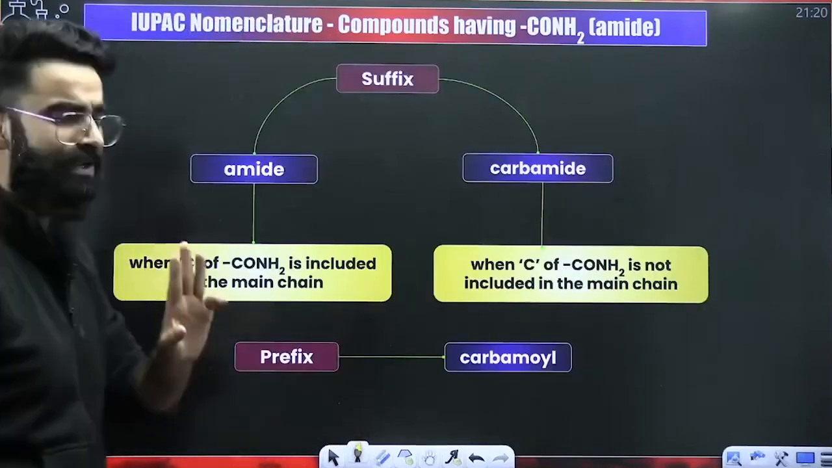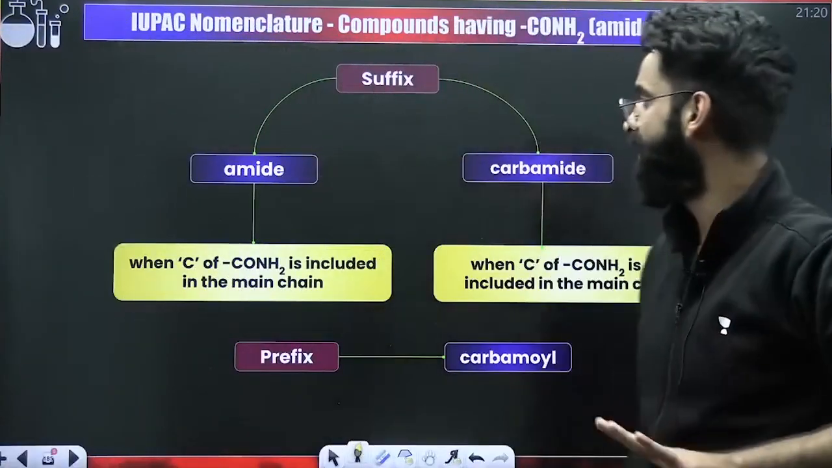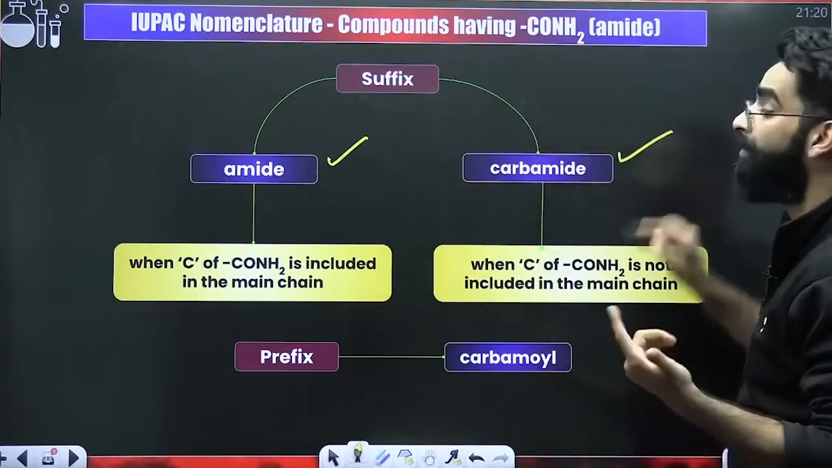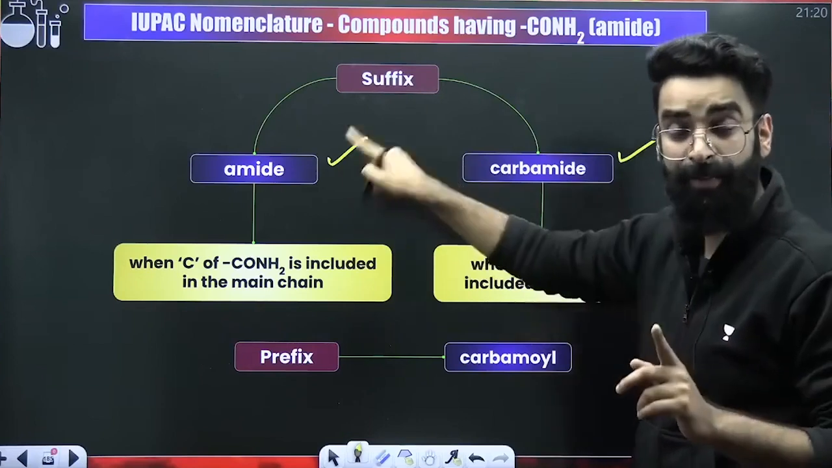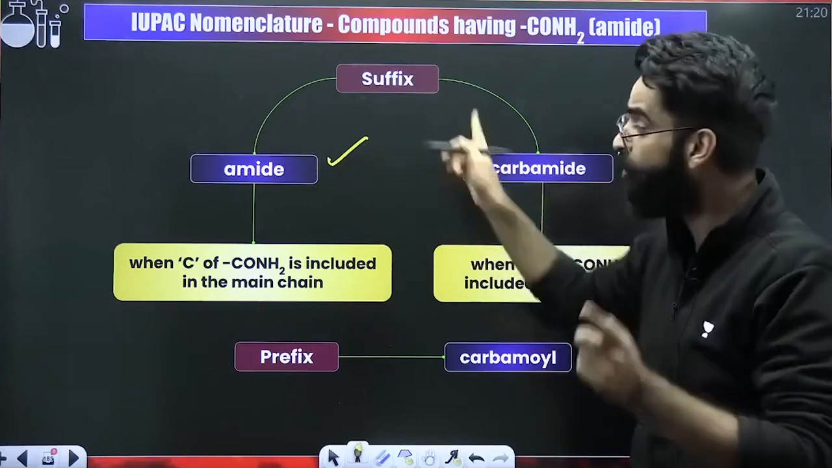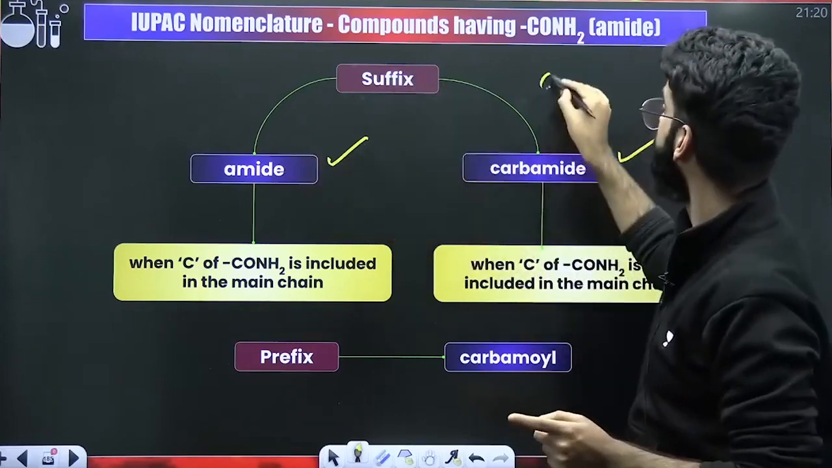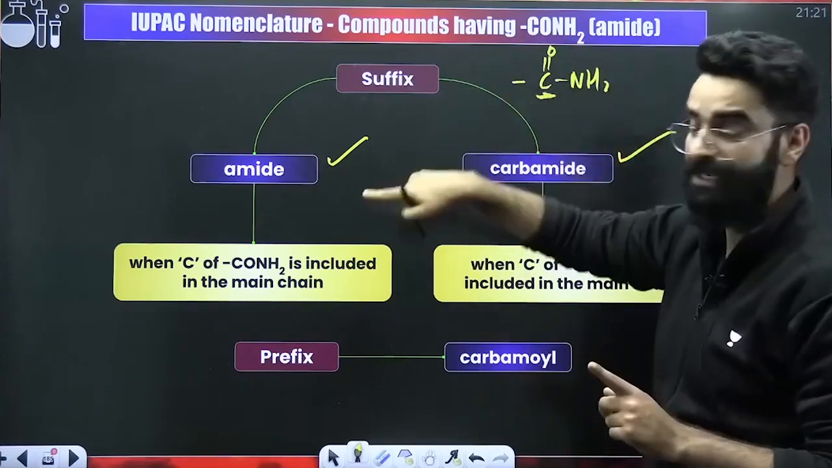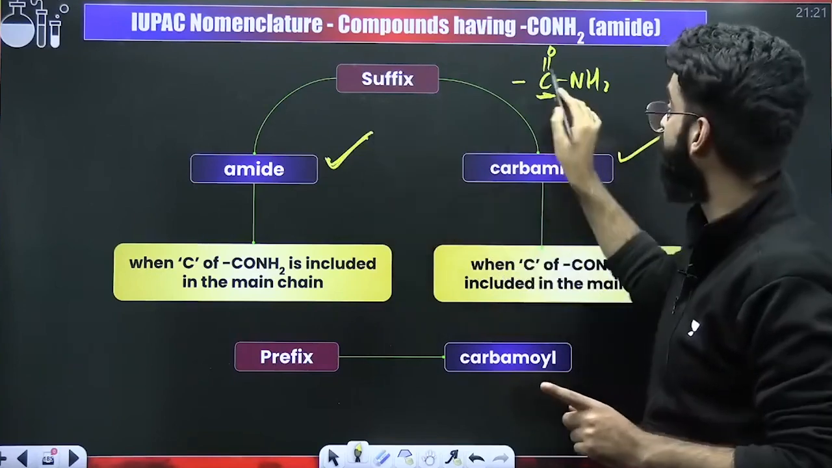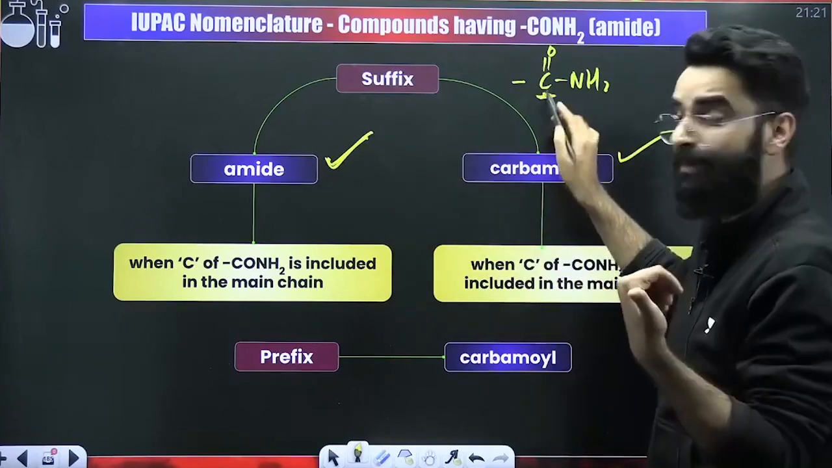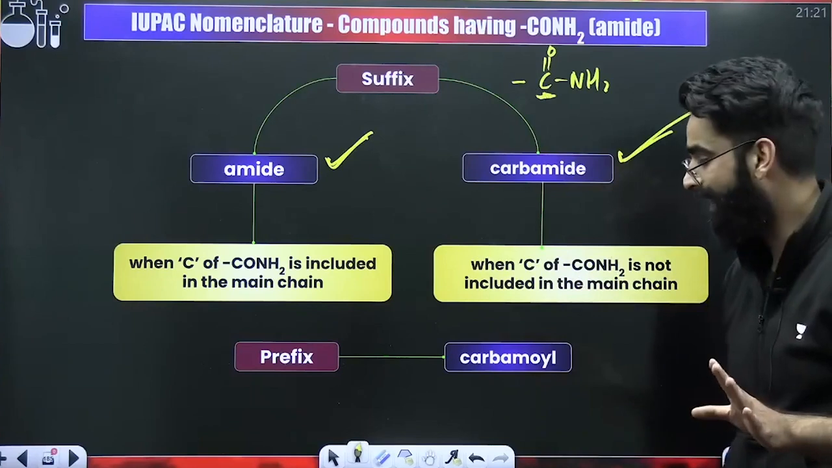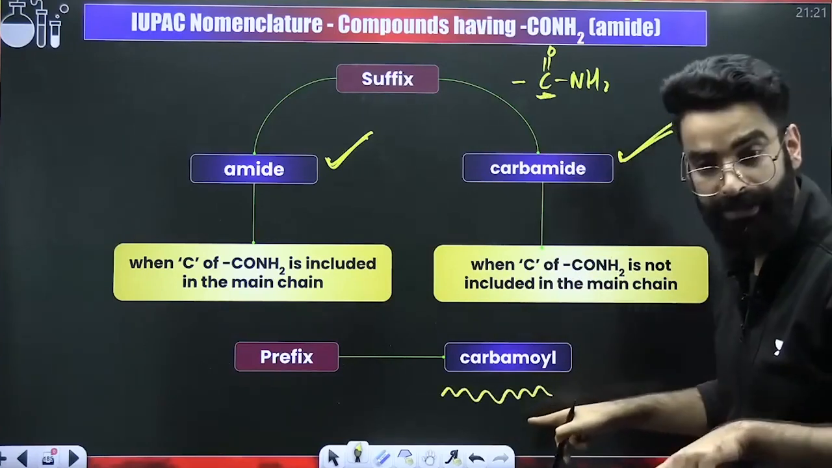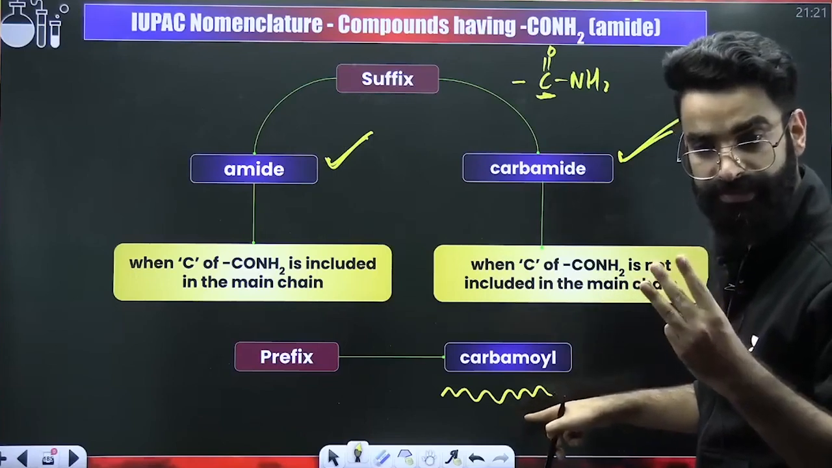Again, my dear students, only 3 things I'm giving you. As a suffix, either you will use amide or carbamide. When do we use amide? When the carbon of the amide is part of the main chain, the suffix uses amide. When the carbon of the amide is not part of the main chain, the suffix uses carbamide. And as a prefix, you will be using carbamoyl. So 3 things here.